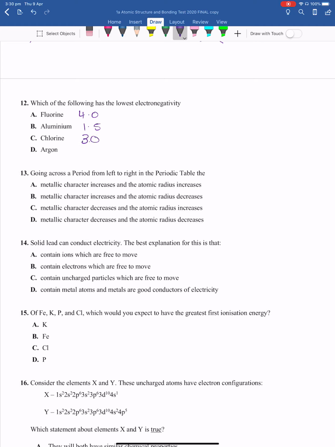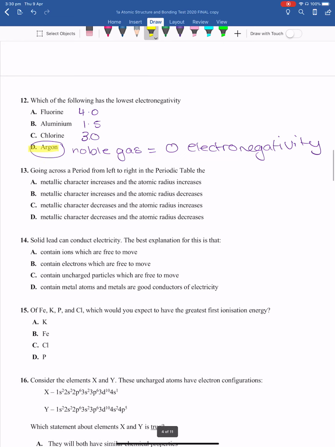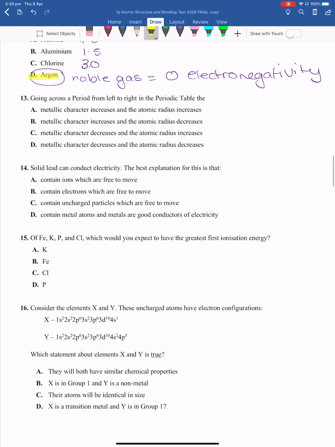So a lot of you seemed to guess aluminium, but you are wrong, because think about this. Argon is a noble gas. That means it has 0 electronegativity. It does not attract an electron at all. So therefore my answer is going to be D, argon. Next question, great, 96% correct.